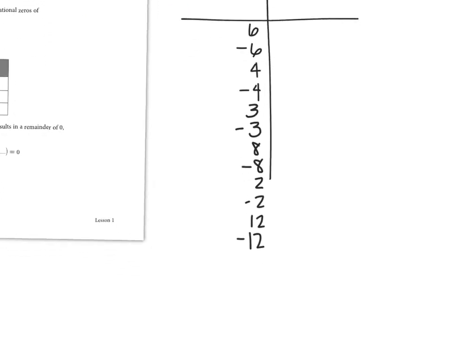What was the next one? Okay, 1, negative 1, and so I have a list of 16 possible zeros. I've narrowed down my list of zeros to 16 numbers. So now that I know my possible ones, what do I do to figure out which ones actually work? I have to work them all out.